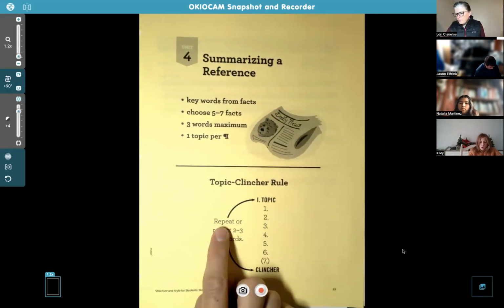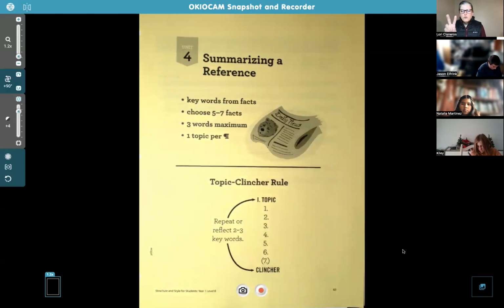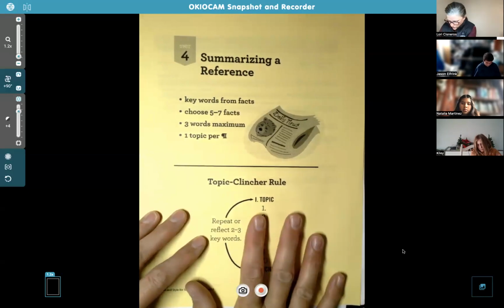And your rule is here, repeat or reflect 2 to 3 keywords. Well, we know what repeat is. It's the same word exactly. Reflect means a synonym. So it's not the same word, but it's close. It means almost the same thing. So you're going to pick 2 or 3, and you're going to bold it in your writing or highlight it. And so we're going to practice this more and more, but I wanted to introduce that to you.